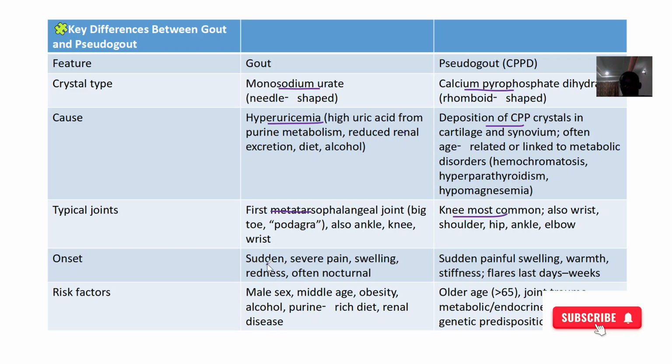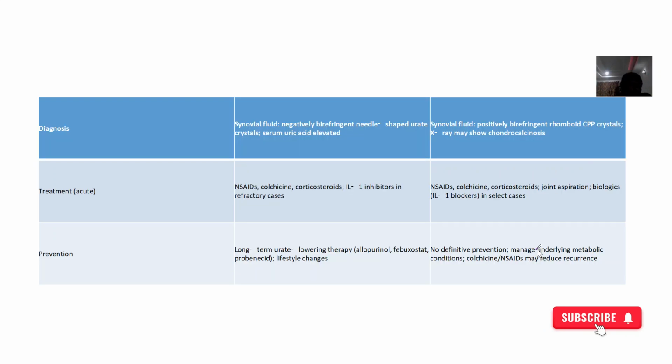So this one, the onset is sudden, severe pain, swelling, redness, and the rest of it. While this other one, there's sudden painful swelling. Okay. Warmth, stiffness, the rest of it. Okay. So these are the risk factors: common in males, middle age, someone is obese, they take alcohol. While this other one is usually when the age has gone past 65 years.